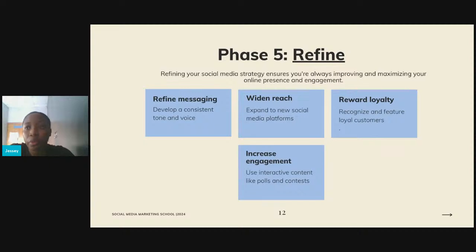So we've gotten to this point where we have a working system, right? We always want to go back and refine our content to make sure that we are getting better. We're not just stuck. We're always trying to get better, looking for ways to improve. And so the things that you would want to refine are your messaging. You want to have a consistent tone and voice as a brand.